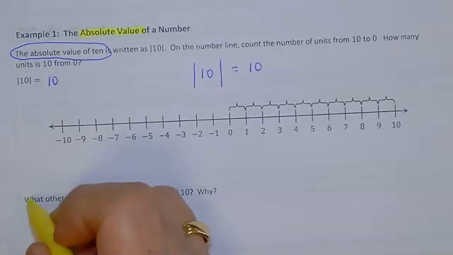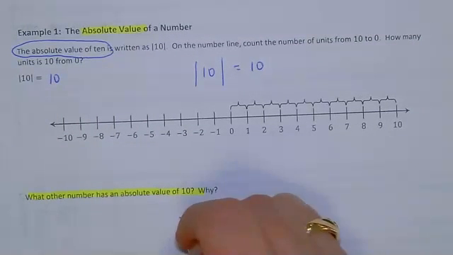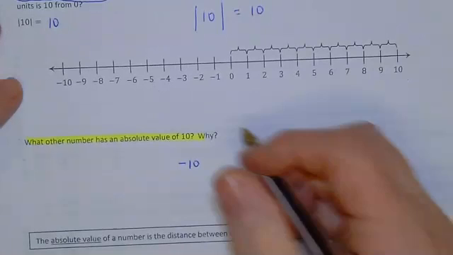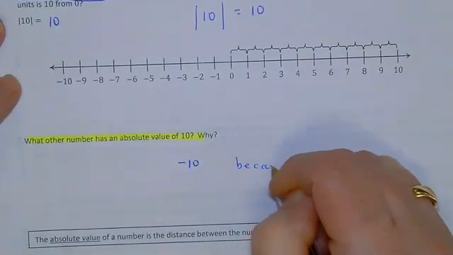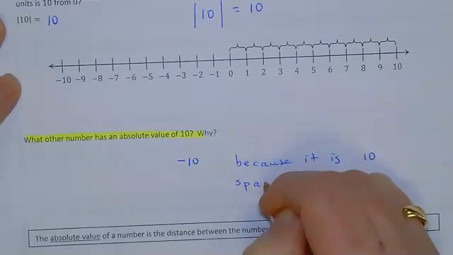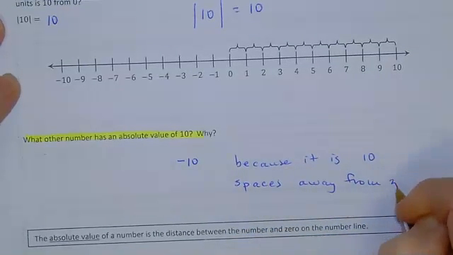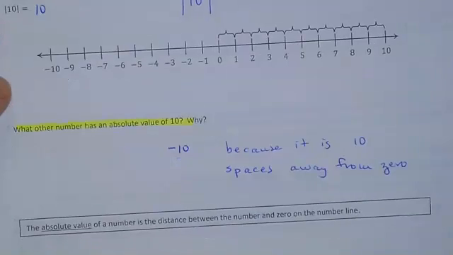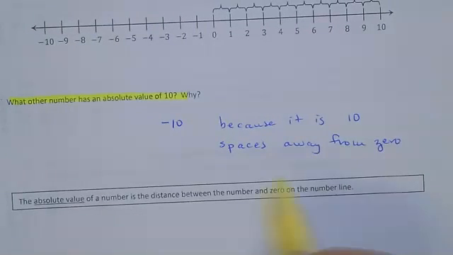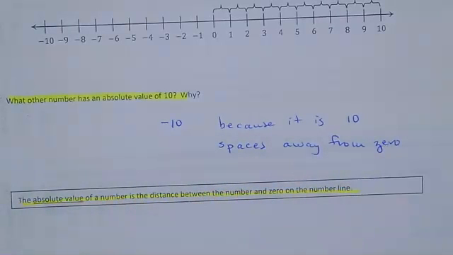What other number is also 10 spaces away from 0? Caleb. -10. -10. And then it says why. Well, we say because it is 10 spaces away from 0. And right here is the definition. And we already put that in our math notebooks.